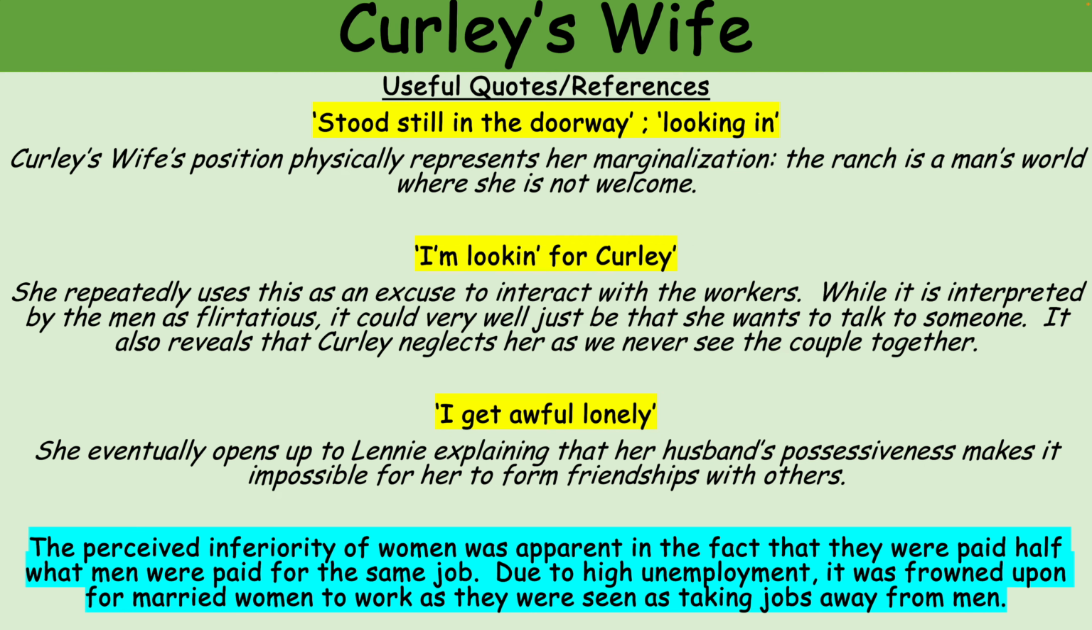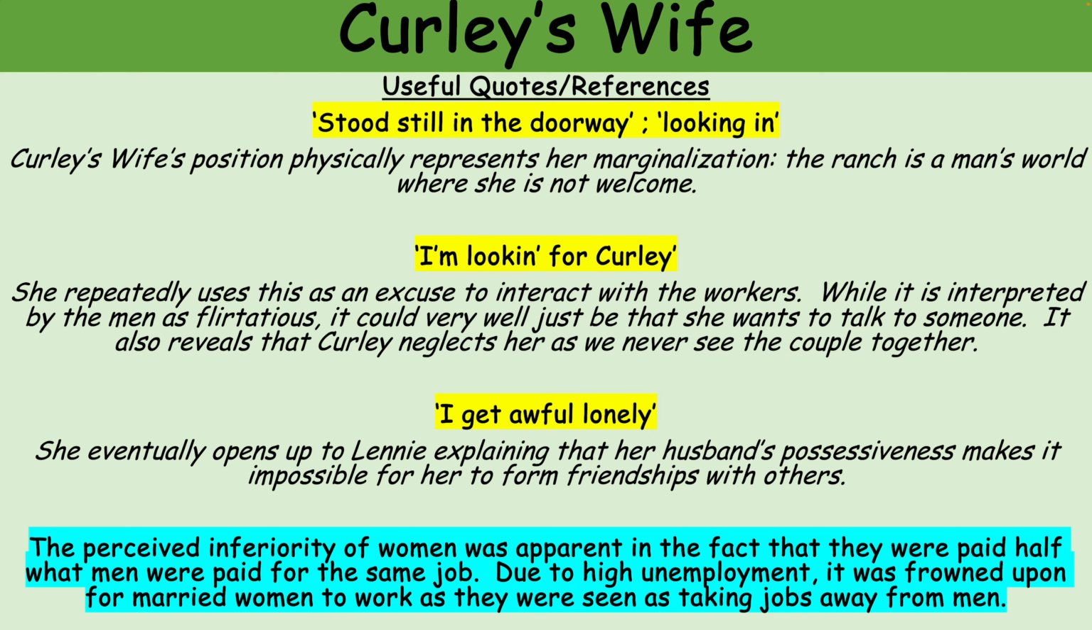Look at how she repeatedly says, "I'm looking for Curly." I think what we realize, at least by the end of the novella, if not earlier, is that that's really just an excuse to interact with the workers. It is interpreted by the men as flirtatious, and it could very well just be that she wants to talk to someone. And I think by the end of the novella, when she opens up to Lennie and says, "I get awful lonely," we start to realize and understand her behavior, that maybe she's not trying to flirt, maybe she's just desperate for attention, and she'll get it any way she can.